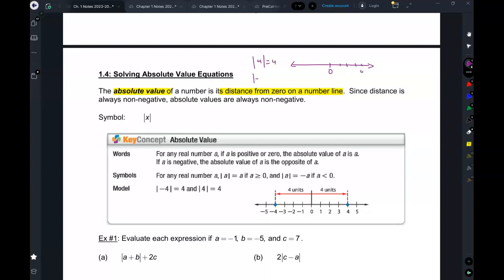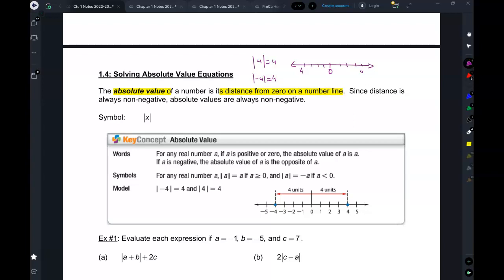Now, if I say, what's the absolute value of -4? What I'm asking you is, this number, -4, how far away is it from 0? How many units? Also 4. That's why the answer to that is 4, right? 1, 2, 3, 4. Okay?